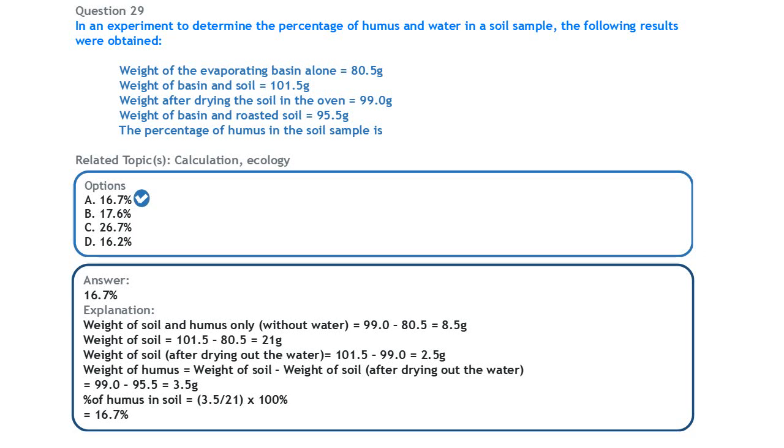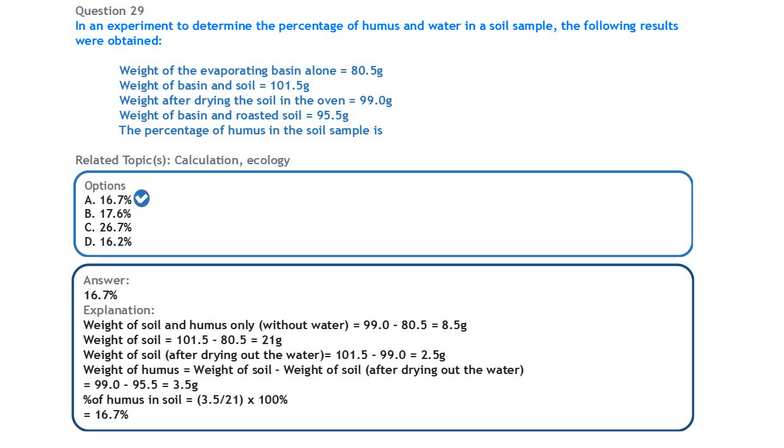So this is the original weight of the soil and the basin, and this is now the weight of the soil. Okay, the weight of the basin, the soil and humus. But now this is the weight of the basin and the soil alone. The humus has been removed. So to get the weight of the humus is going to be this minus this. That is the weight of the soil and humus with the basin minus the weight of the basin and the soil only without the humus, and that is 3.5 gram.